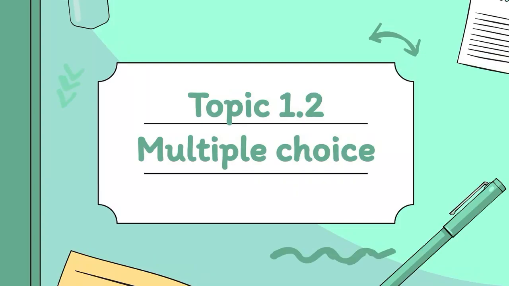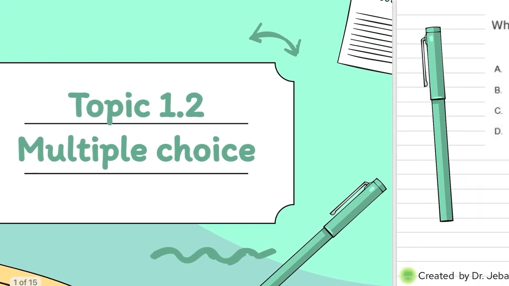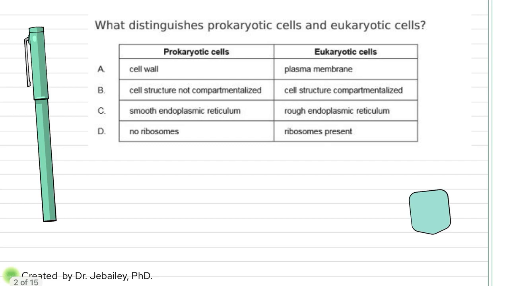Let's continue going through the IB past papers multiple choice questions related to topic 1.2. We have about 13 questions. Let's get exposed to how to tackle these. So here is the first question: what distinguishes prokaryotic cells and eukaryotic cells?